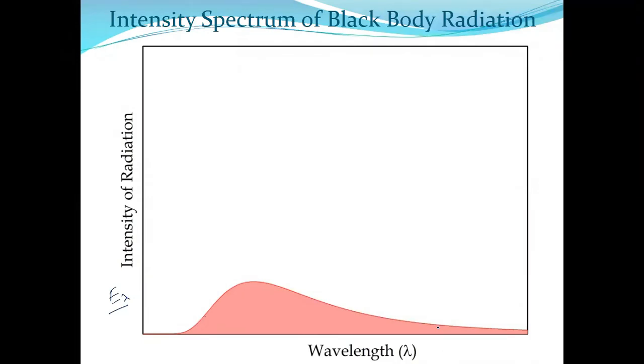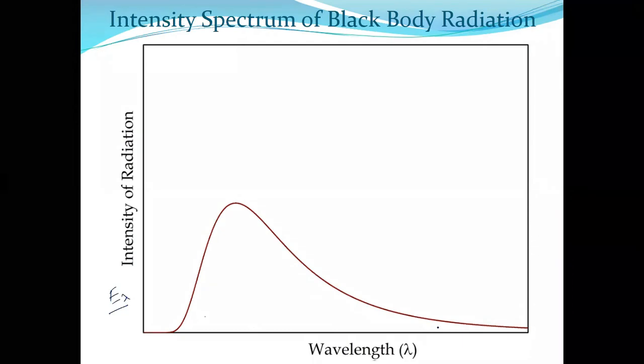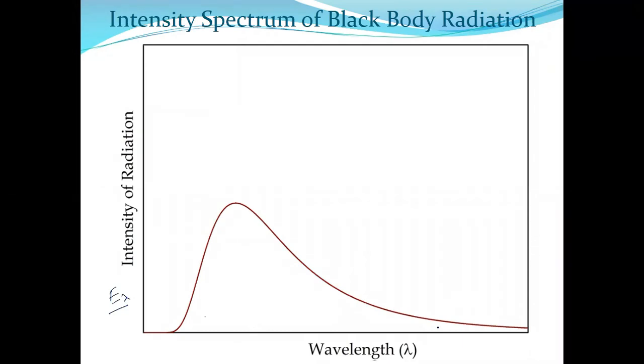Now if we increase the temperature, what will happen? The curve will change. We have observed it before, because when you increase the temperature, that means you are increasing the heat, you are supplying more heat. As a result, you are getting more light energy. So it is expected that the total intensity should be larger also.